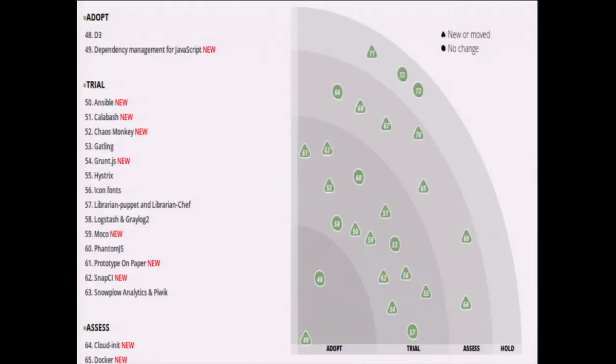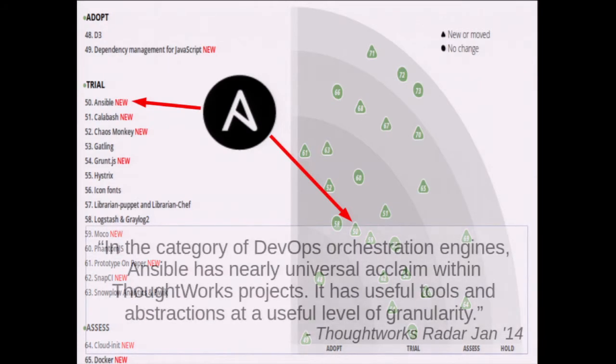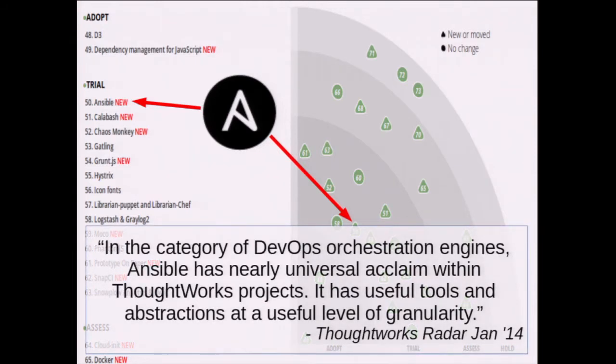But before I do, again, something more around Ansible's relevance. This is the new ThoughtWorks radar, and lurking, sliding all the way into trial is Ansible at number 50. And ThoughtWorks had a rather lovely thing to say about it, I guess. So yeah, I think ThoughtWorks seem to like it. Works quite well for them.